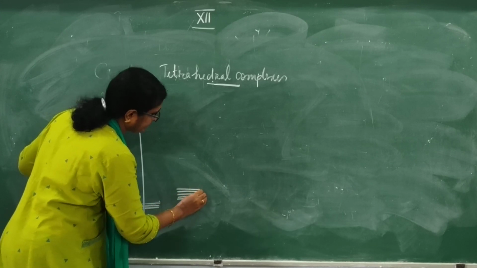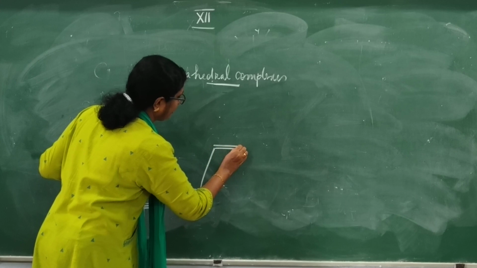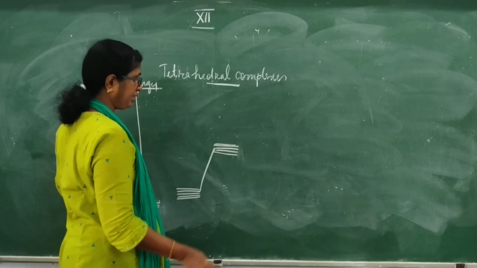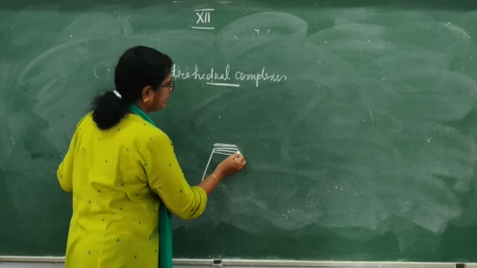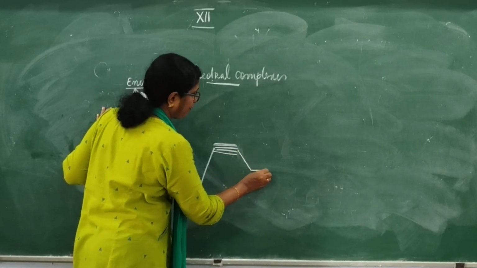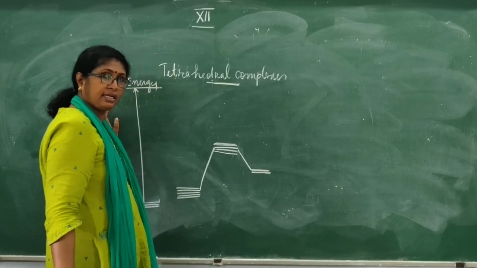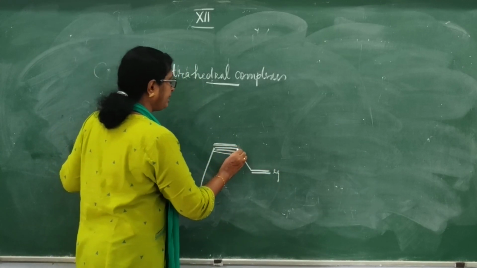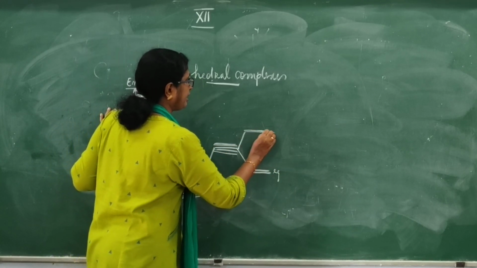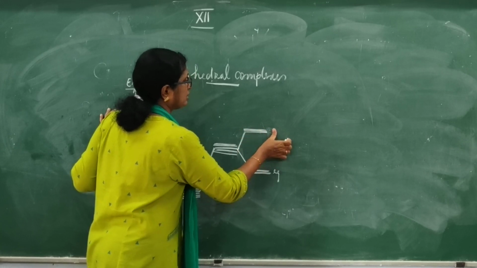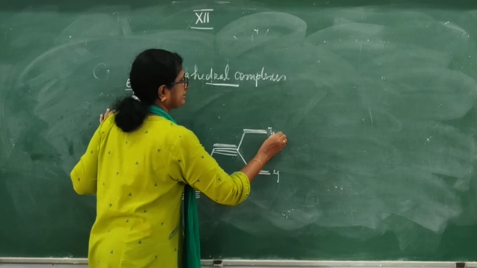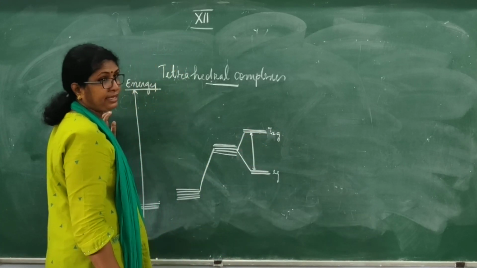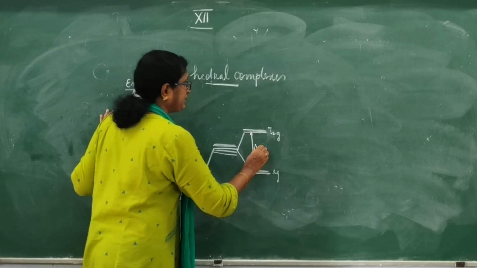So the 5 d orbitals will get excited when ligands approach the metal d orbitals, and then they will split into two: the one with the lower repulsion, that is the Eg orbitals, dx square minus y square and dz square, and the one with the higher repulsion, that is the T2g orbitals. Now the difference between these two split energy levels is called the tetrahedral splitting energy.